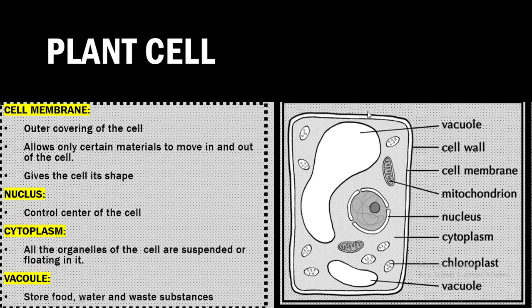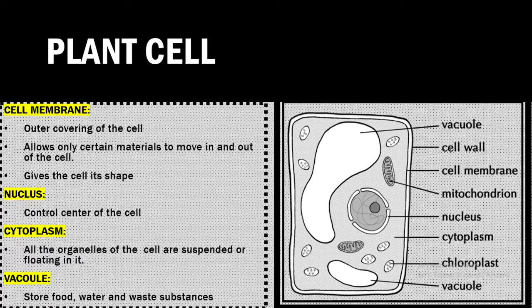And you can see that the plant cell is present in a rectangular shape. It is present in a rectangular shape. But when you learned about the animal cell, you saw the picture of the animal cell. That shape is an irregular shape, but in the plant cell this shape is a regular shape.